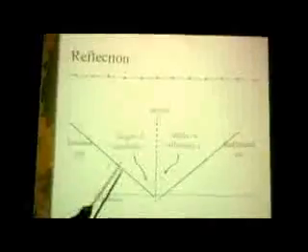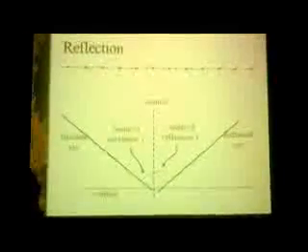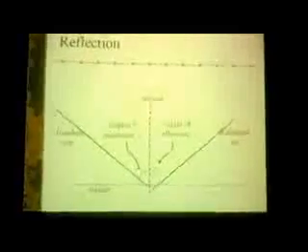So, next please. Reflection. This is our example of reflection of light. This is the angle of incidence, and this is the angle of reflection. This is the incident ray, and this is the reflected ray. And this is where the light bounces or is reflected off the surface. Angle of incidence and angle of reflection are equal to each other.